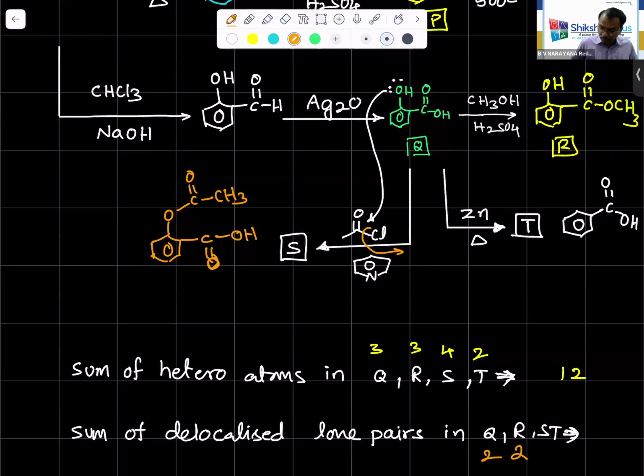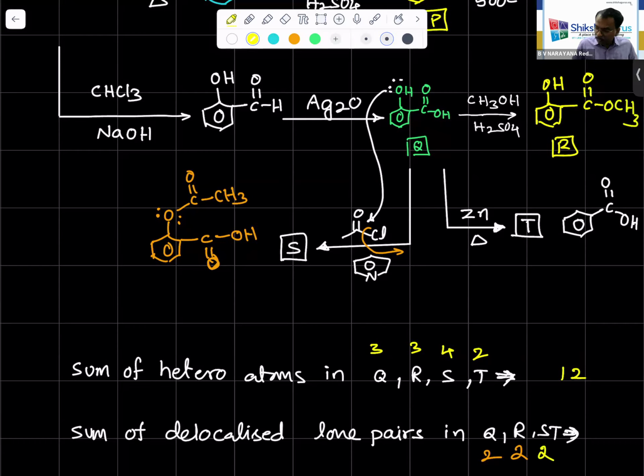Next one, in S, now be careful. Here the oxygen atom carries 2 lone pairs, but only 1 lone pair participates in resonance. Some students may get confused, thinking 1 lone pair can participate in resonance with benzene and 1 lone pair with this C double bond O, but that is absolutely wrong. The reason is that even though an atom carries 2 or 3 or more lone pairs, only 1 lone pair participates in resonance. Therefore, in S also only 2 lone pairs participate in resonance.